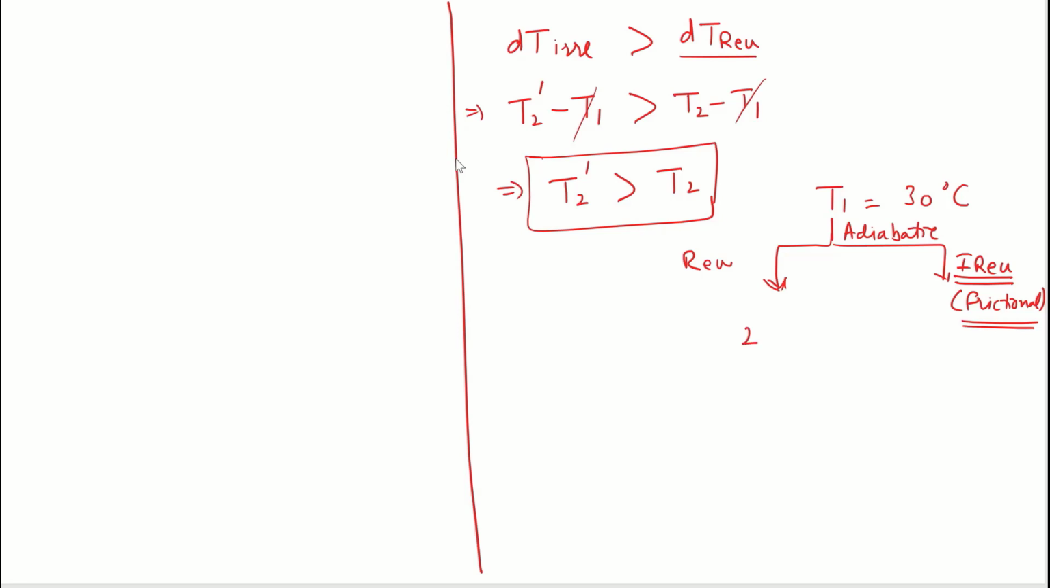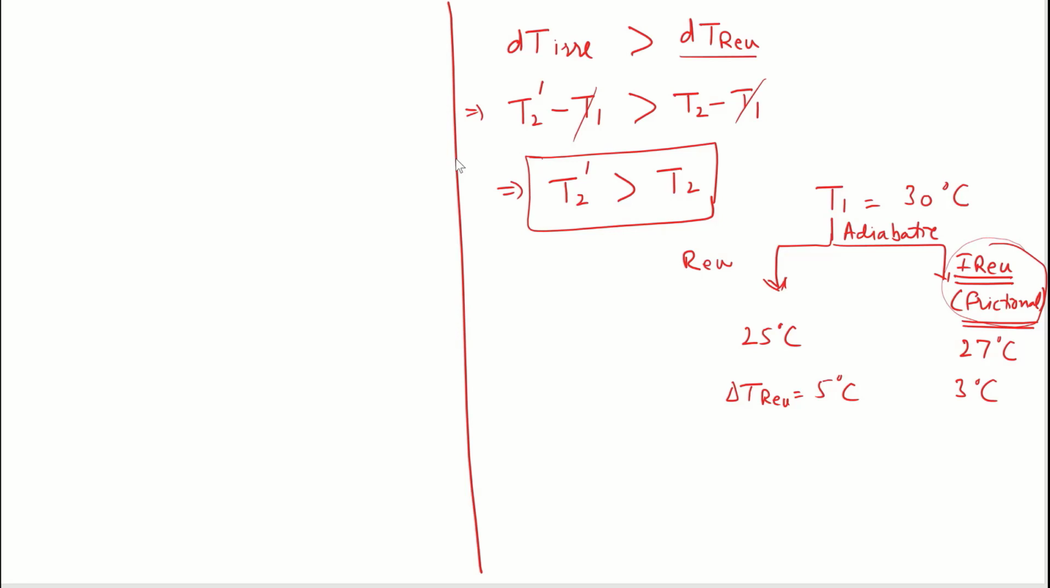Let's say the final temperature we obtain in the reversible process is 25 degrees Celsius, and in the irreversible process it is 27 degrees Celsius. Why were we not able to achieve a larger fall in temperature in the irreversible process? Because some of the energy has already been utilized to take into account the frictional forces. So here delta T for the reversible case is 5 degrees Celsius, whereas for the irreversible case it is 3 degrees Celsius.